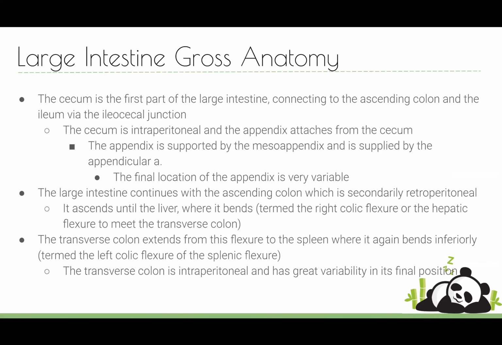All right, so the large intestine or the colon. The cecum is the first part, and it connects the ascending colon and the ileum. The cecum is intraperitoneal, and the appendix is attached to the cecum.